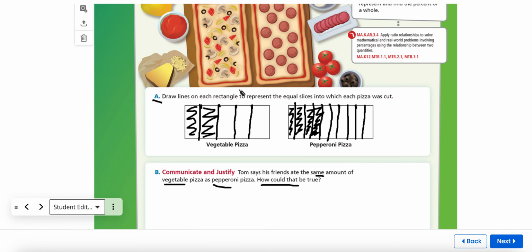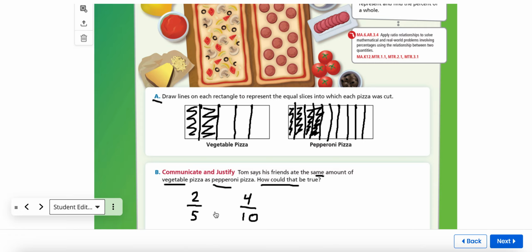Let's see. We're going to write a fraction. The fraction will be the 2 slices representing how much was eaten. So for the vegetable pizza, it was 2 out of 5 pieces. And for the pepperoni pizza, 4 slices out of 10 were eaten. So is this the same amount? The only way to find out is if these fractions are equivalent. Equivalent fractions have the same value.